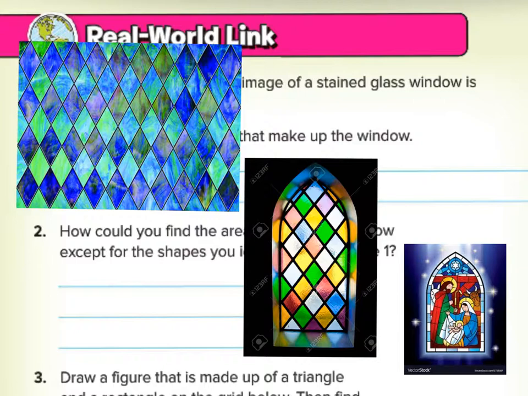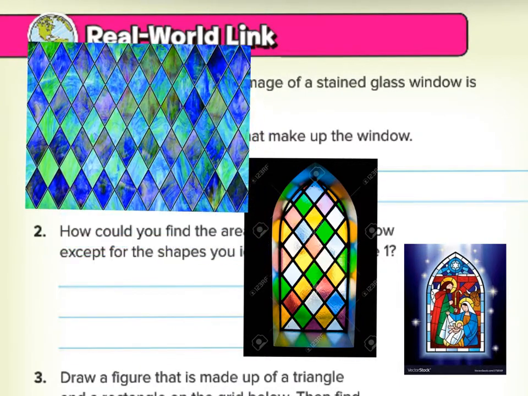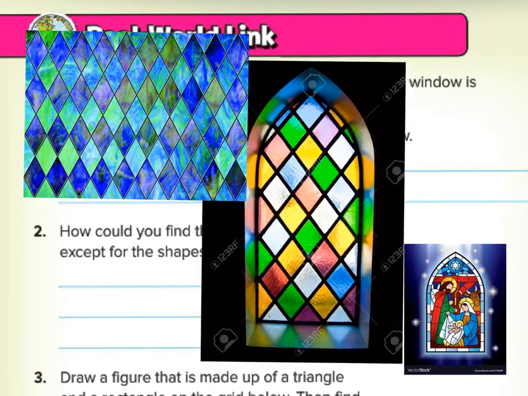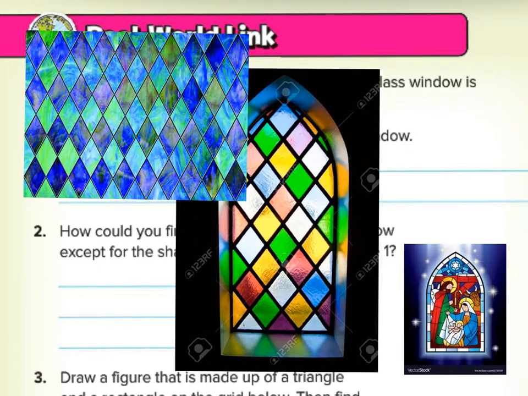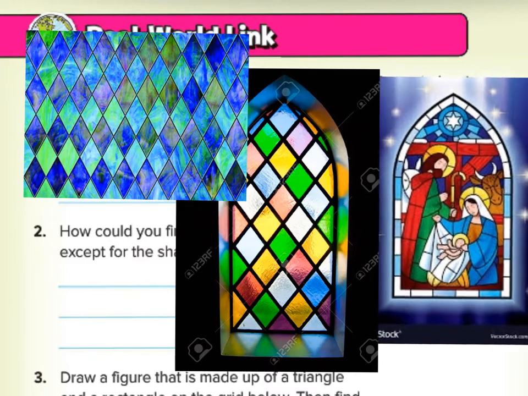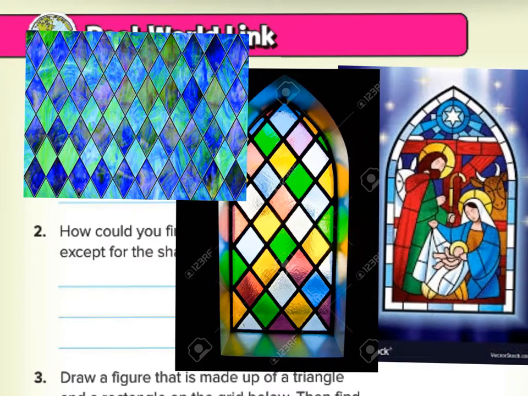These are some examples of stained glass windows. You can see over here that this one has tessellations, and it has a number of rows. For the middle one, we have different colors. These stained glass windows may be commonly seen at traditional churches.